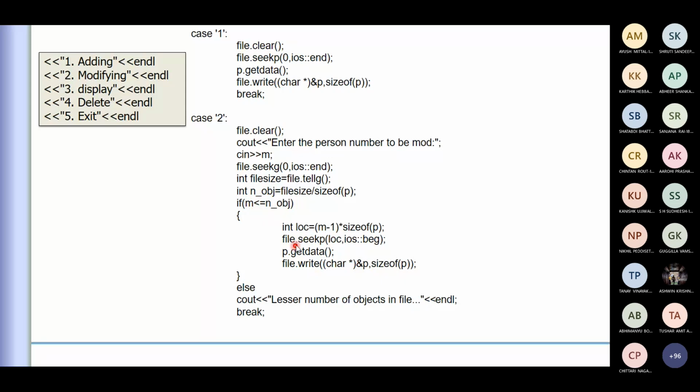Now I want to find out the beginning position of the third object or third record. How will I find the beginning of the third record? I can find it from the end of the second record. That's the reason we do m-1 and multiply it with the size of the object. So this will give me the beginning position of the third record, the third object information. So we locate the position, loc, and that is put at the starting of that record wherever you are positioned.